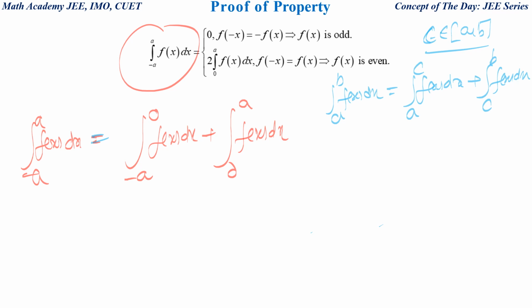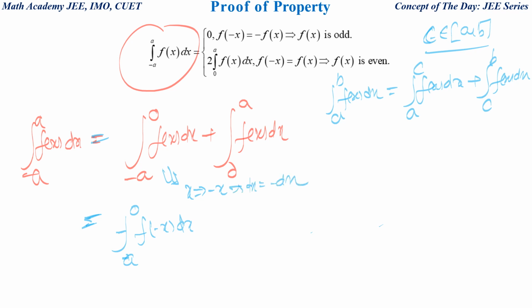Okay, so we can do one thing. Let's simplify this one by the method of substitution. Let's just replace x in this integration by minus x. Then what will we get? This limit will be converted into a, and this will be 0, and this part will be f(minus x) and dx, and we will get a minus 1 out of this. Why? Because dx is equal to minus dx.